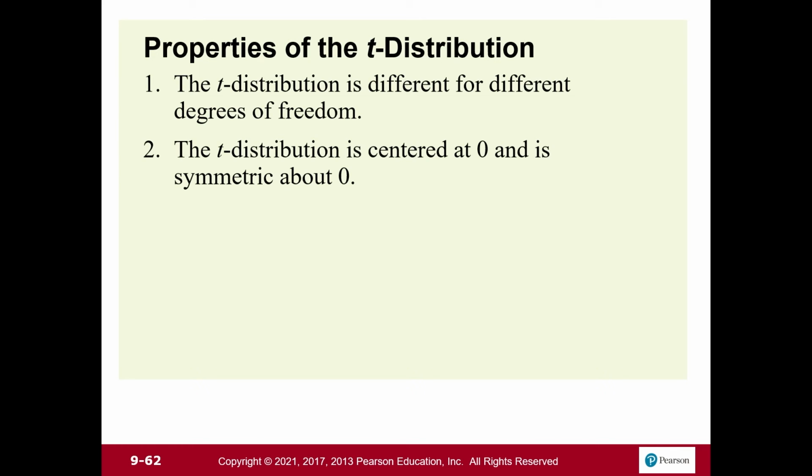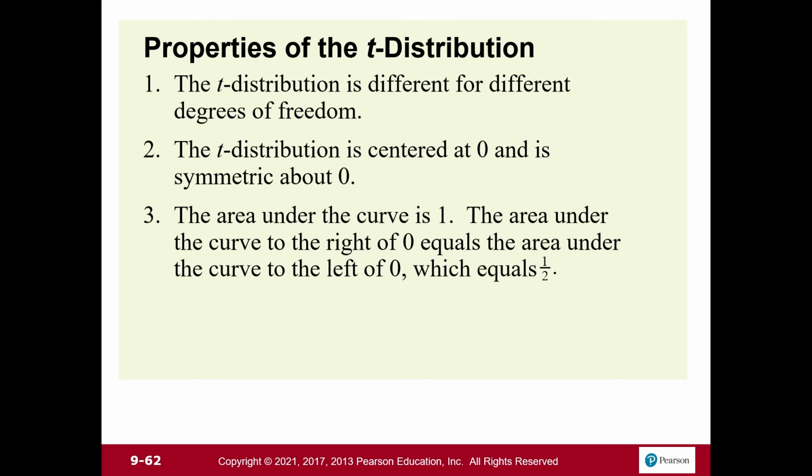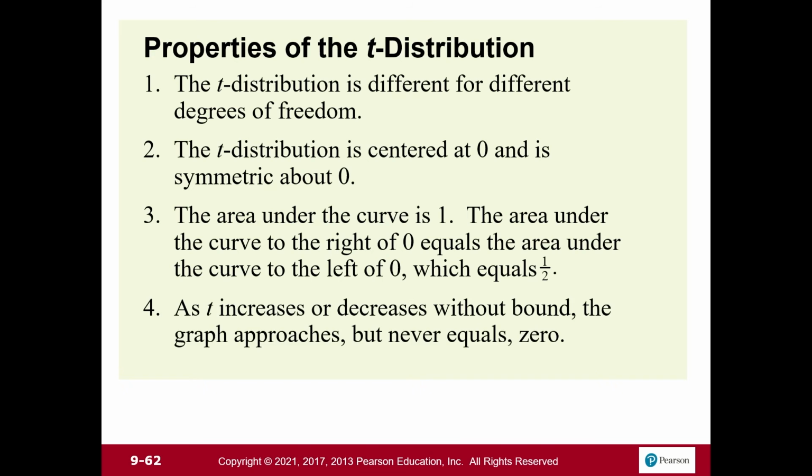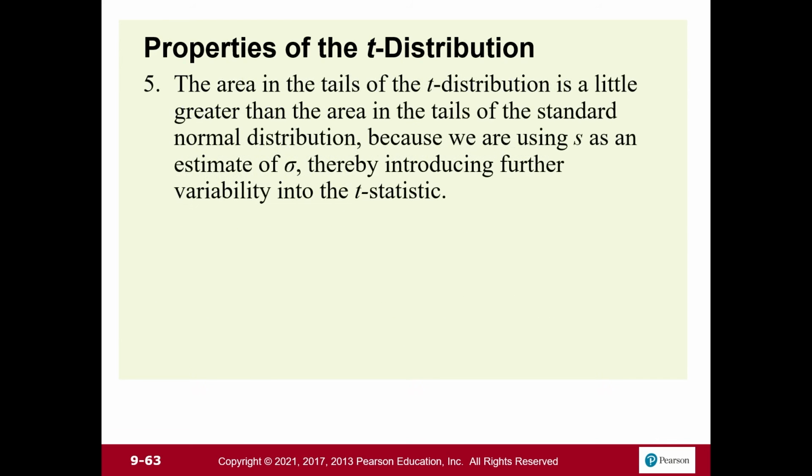Alright, so here are some properties of the t distribution. The t distribution is different for different degrees of freedom. The t distribution is centered at 0 and is symmetric about 0. The area under the curve is 1. The area under the curve to the right of 0 equals the area under the curve to the left of 0, which equals a half. As t increases or decreases without bound, the graph approaches but never equals 0.